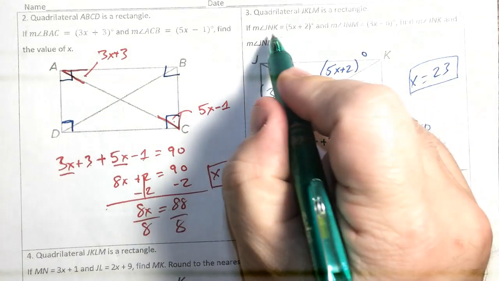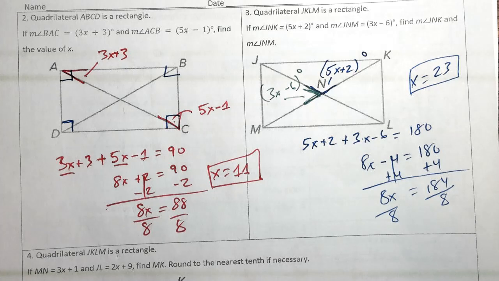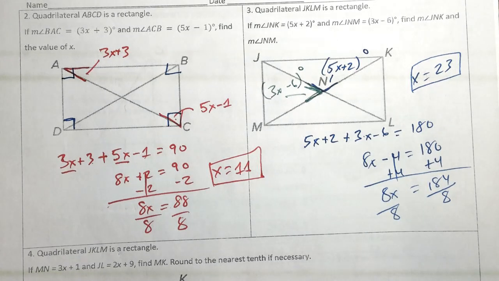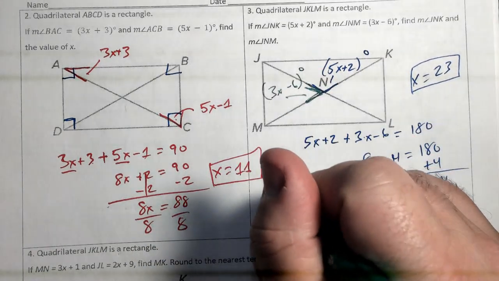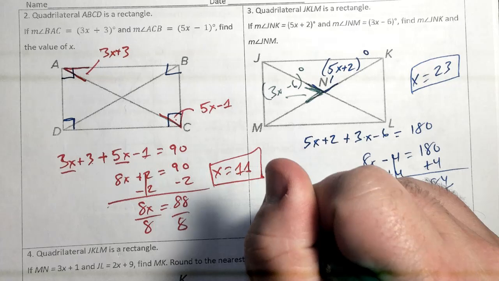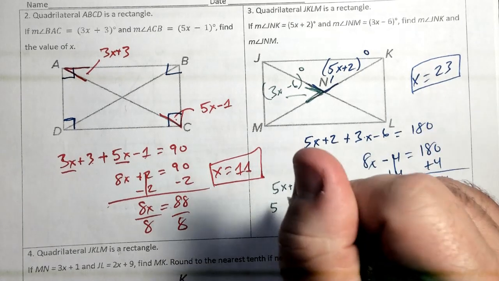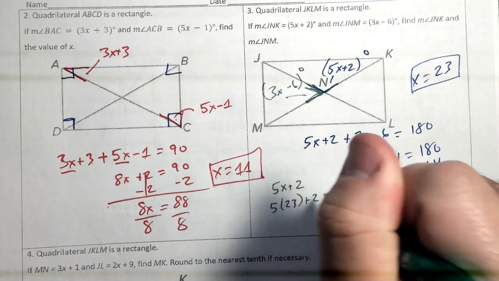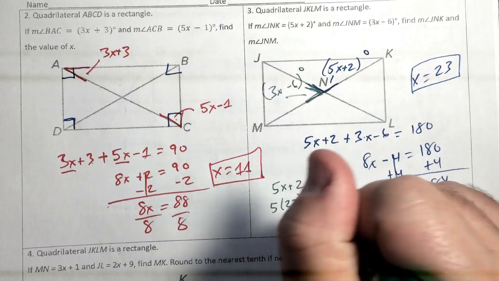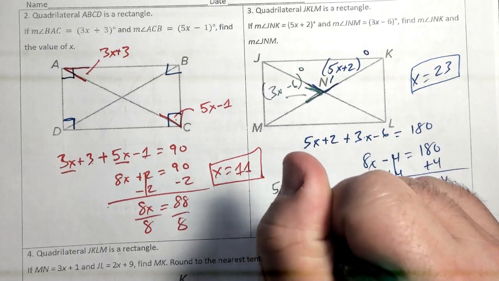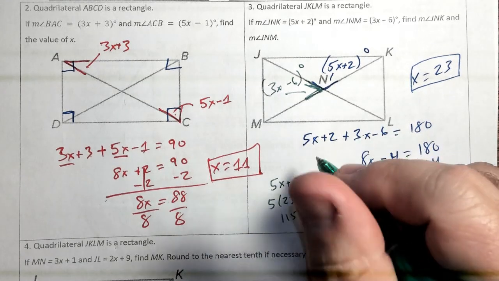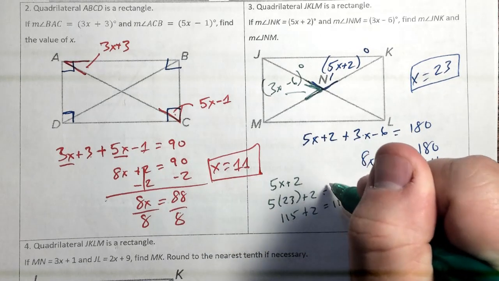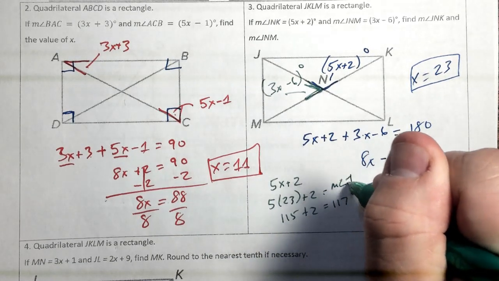They want to know what both of these angles are. I really got to get my calculator out. So if we plug in 5x plus 2, 5 times 23 is 115 plus 2. That's going to be 117 for angle JNK.